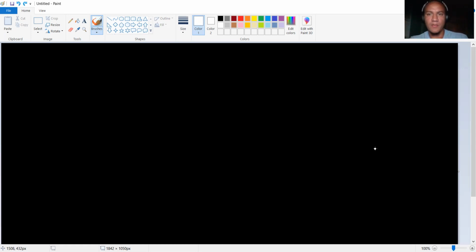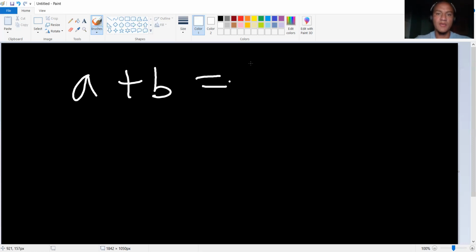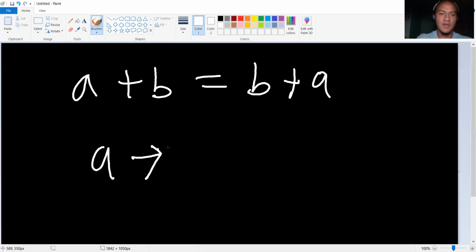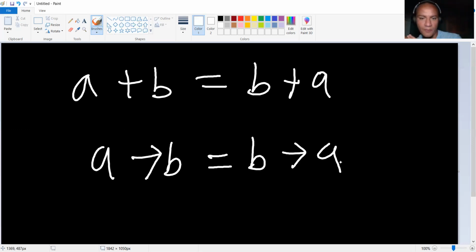Commutative means that you have a commute. So if you have A plus B, you can switch them around and you get B plus A. What this really means is that if A goes to B, it would be the same thing as if B went to A.